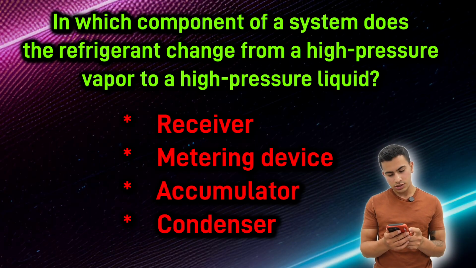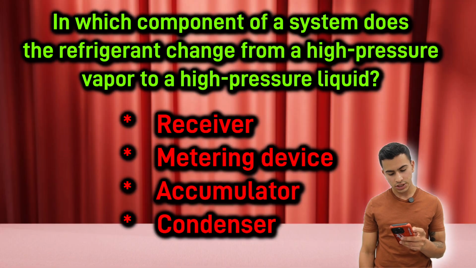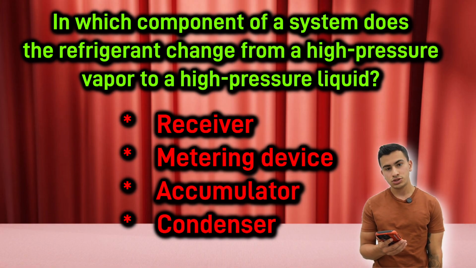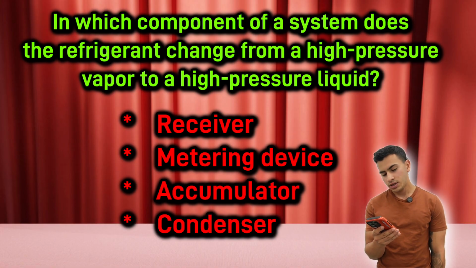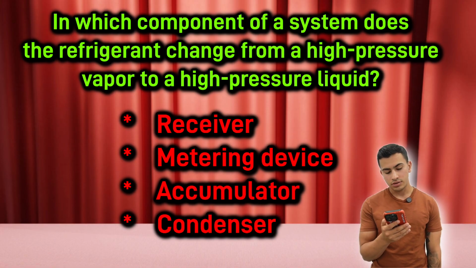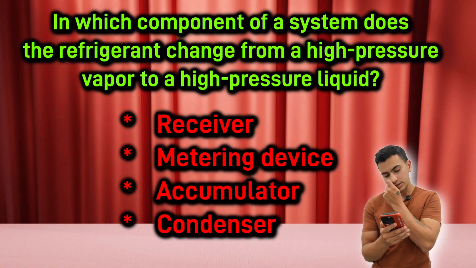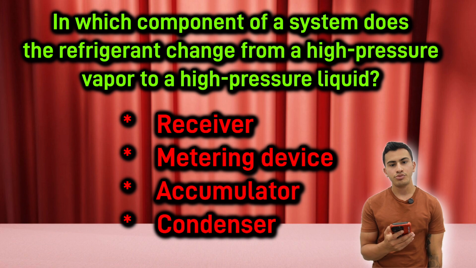So number 18, in which component of a system does the refrigerant change from a high pressure vapor to a high pressure liquid? The answer for number 18, which you should know, that is changed from a high pressure vapor to a high pressure liquid, that will be the condenser. It wouldn't be the receiver, it wouldn't be the measuring device, and it wouldn't be the accumulator. It will be the condenser. That's the one that changes high pressure vapor to high pressure liquid.